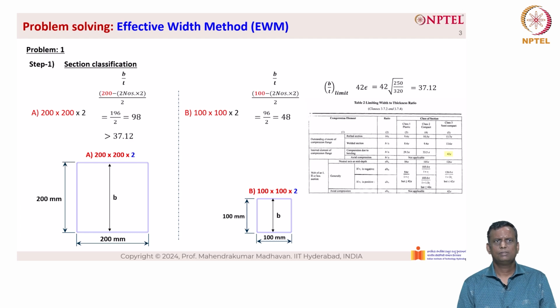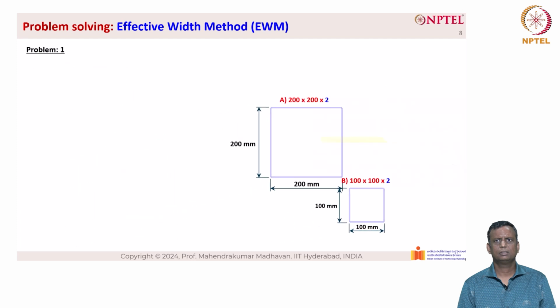Now this 37.12 has to be compared with the b by t ratio. For the first cross section, 98 is greater than 37.12 and it is classified as a slender section. And for the second cross section also, we get b by t ratio as 48, which is greater than 37.12, which is also classified as a slender cross section.